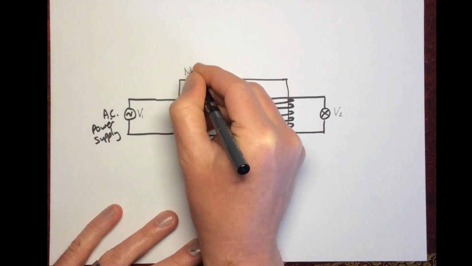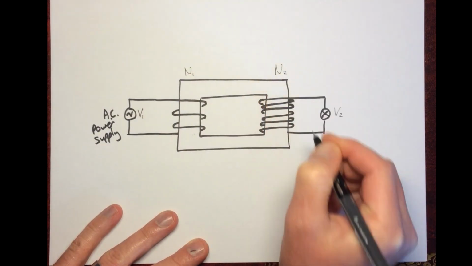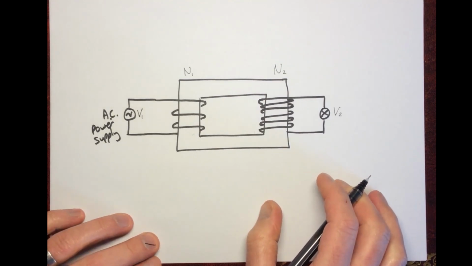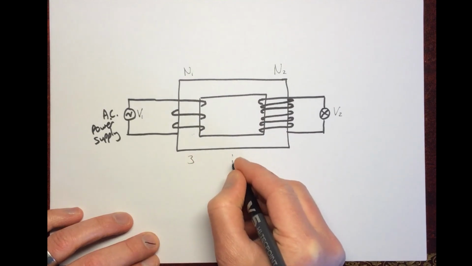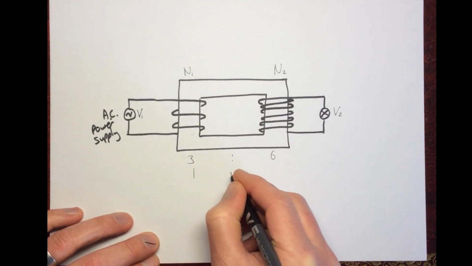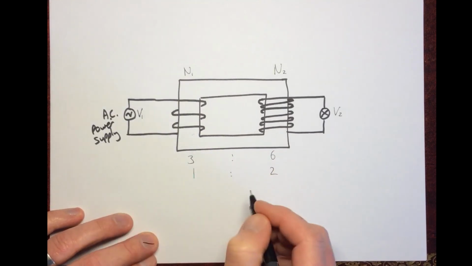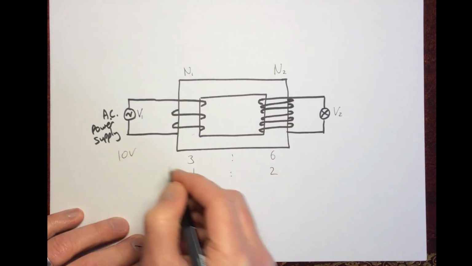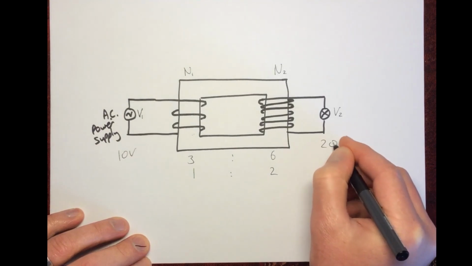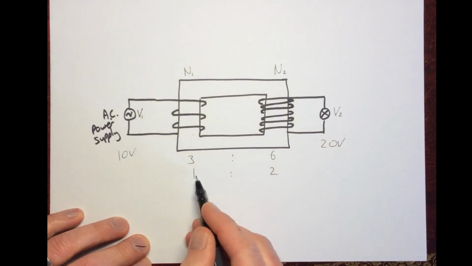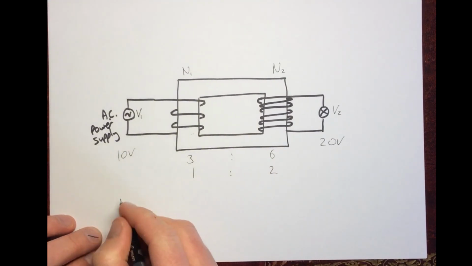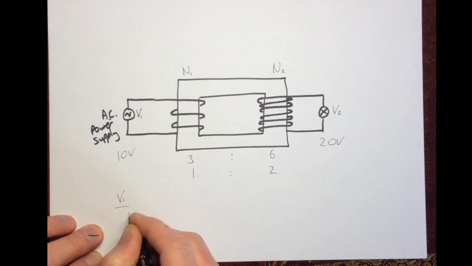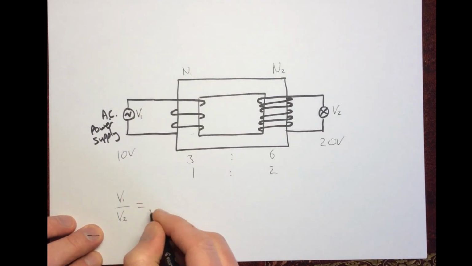Obviously we've got a certain number of coils on the input coil and a certain number of coils on the output coil. I've already shown you earlier that here we've got 3 coils, here we've got 6 coils. So the ratio of coils is 3 to 6 or 1 to 2. I've already shown you earlier with numbers that if this is 10 volts on the input here, we're going to get an output voltage of 20 volts. So the ratio of the coils is the same as the ratio of the voltages. So the ratio of the voltages, V1 over V2, is equal to the ratio of the coils, which is N1 over N2.